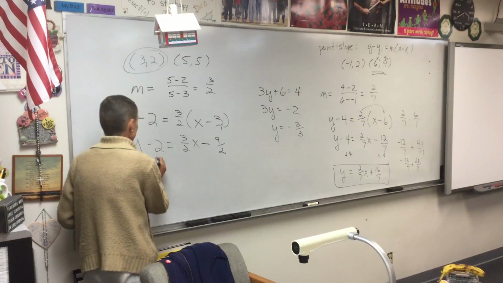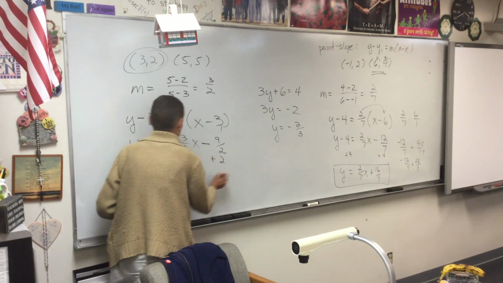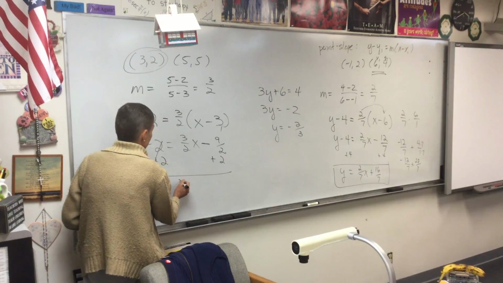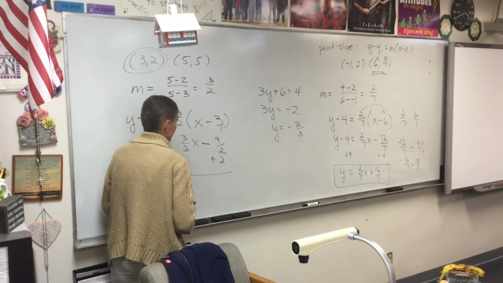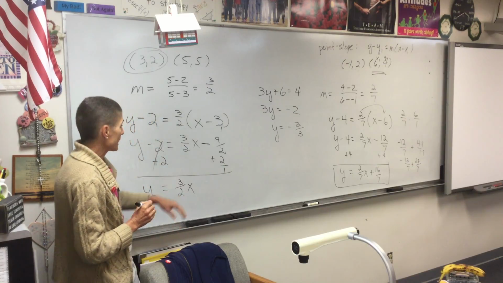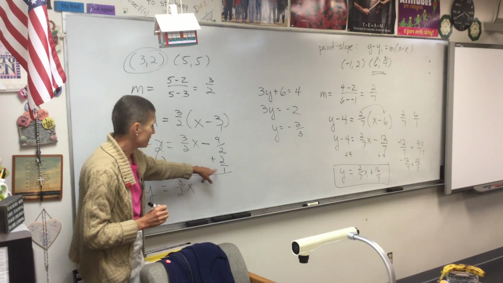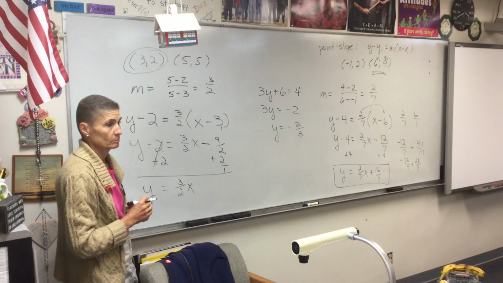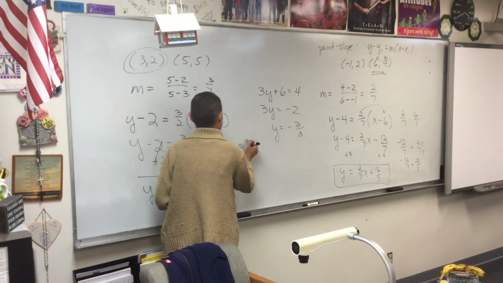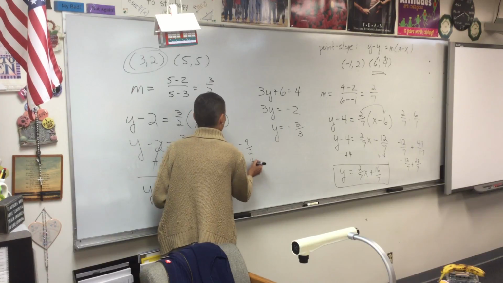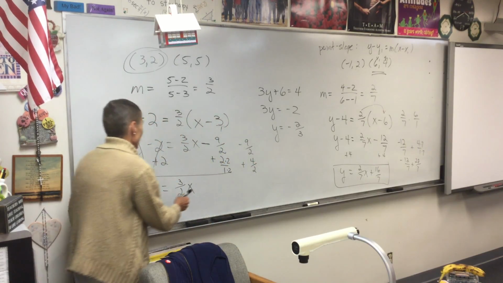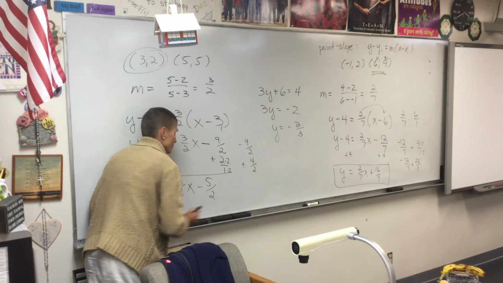And then I'm going to add 2, which means I got to do the whole common denominator thing again. So y equals 3/2 x. Okay, here we go. I have to add a negative 9/2 and a 2. Negative 5/2. This is negative 9/2. This is 4/2 because I need a common denominator. And whoever said negative 5/2, you are exactly right.